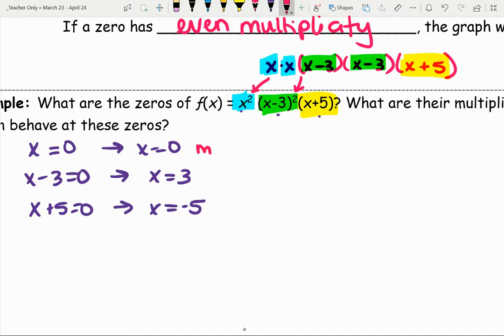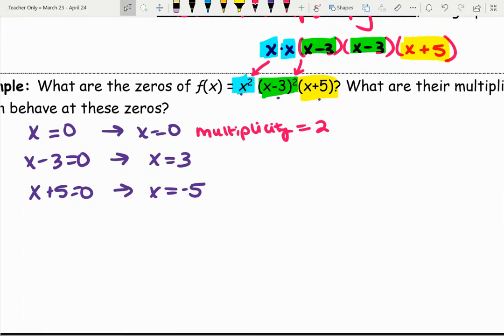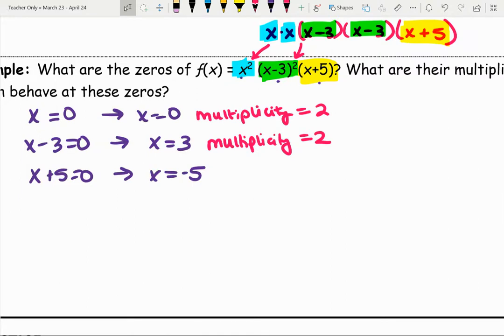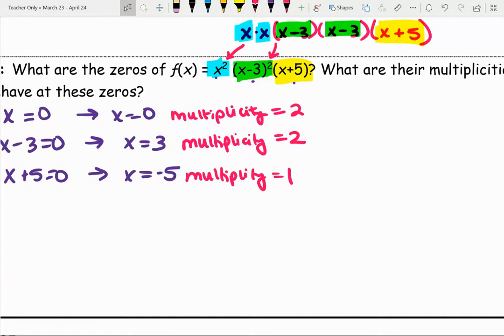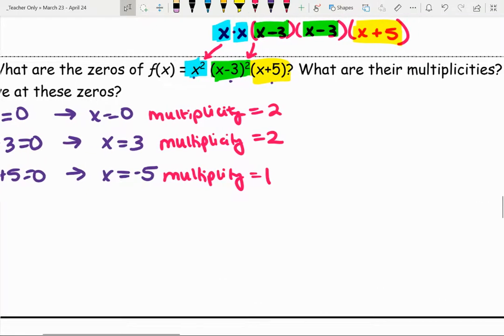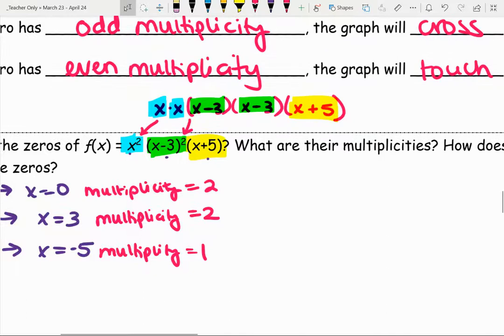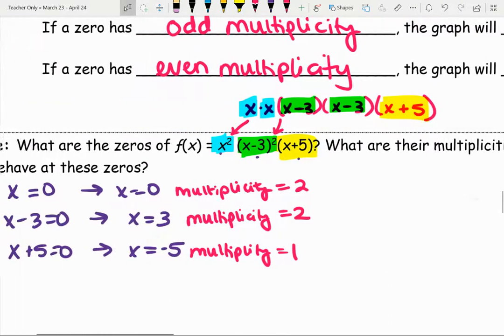So I can use the exponent to quickly identify my multiplicity. If I have x squared, then that zero, x equals 0, has a multiplicity of 2. x equals 3 also has a multiplicity of 2 because its factor x minus 3 appeared twice. x equals -5 has a multiplicity of 1, even though it doesn't have an exponent, right? It appears one time. It has a ninja exponent of 1, so we still count it as having a multiplicity of 1.